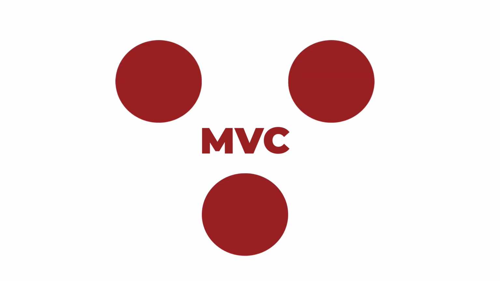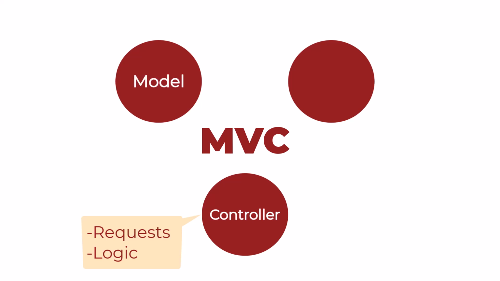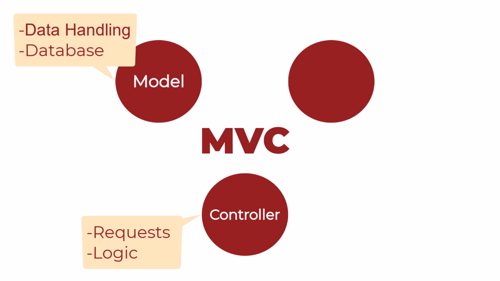The first part is controllers, which are responsible for request handling and the logic of the application. The second part is models. The models are responsible for managing the data and accessing the database. The last part is views, which are responsible for creating the HTML page that we are going to show to our user.